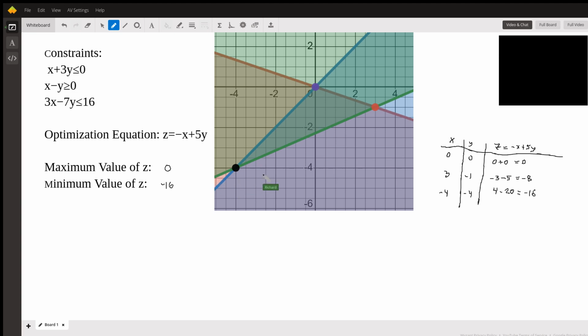So, for example, if you wanted to minimize the cost of producing items, then you would choose these values, negative 4, negative 4, to find the lowest cost way of producing these two products, product X and product Y. This has a lot of practical applications, and it's very useful.